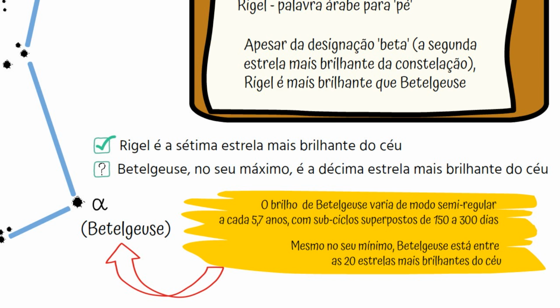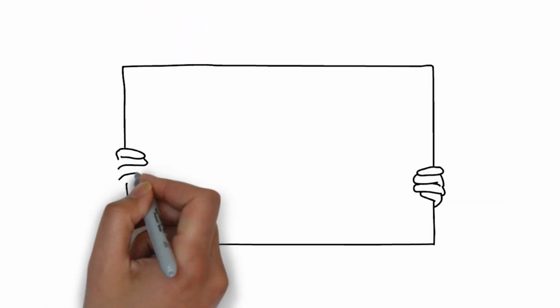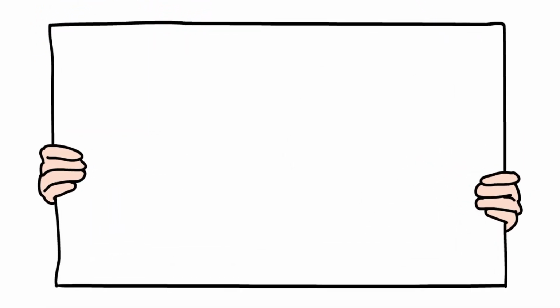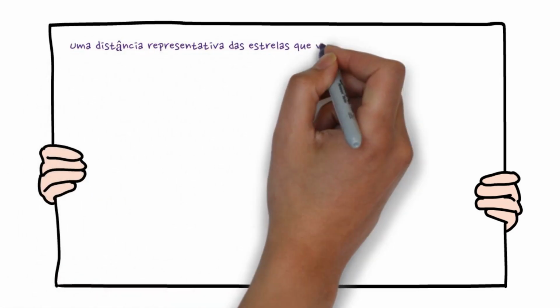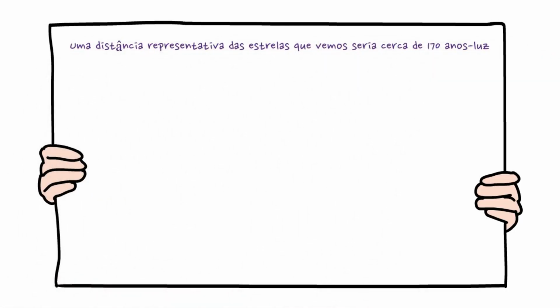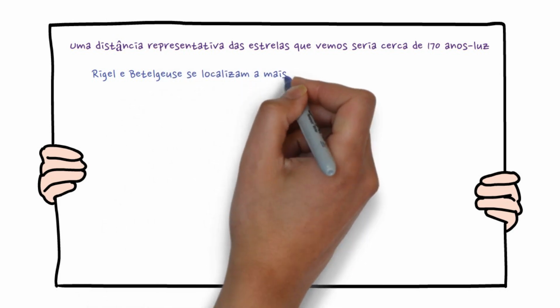Even so, even at its minimum brightness, Betelgeuse stands out well in the night sky. As I have already presented, both Betelgeuse and Rigel are giant stars. In fact, they are giant and superluminous stars. This becomes clearer when we talk about their distance.